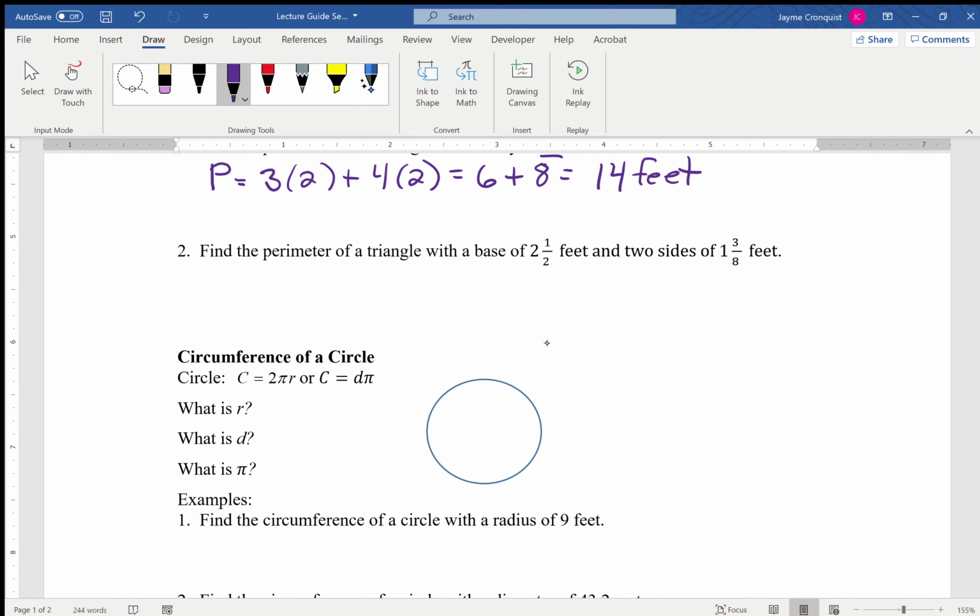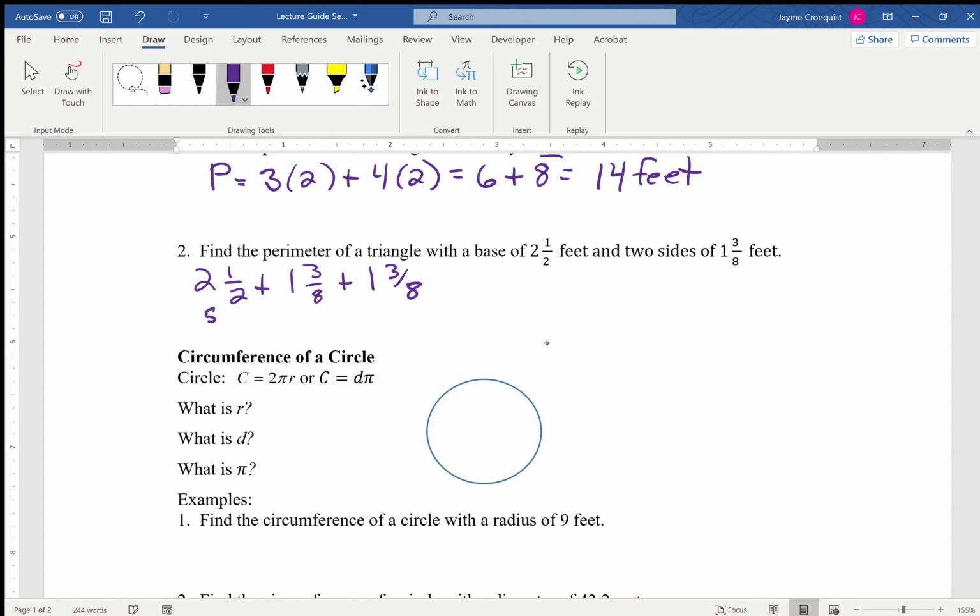Find the perimeter of a triangle with a base of 2.5 feet and 2 sides of 1 3/8. So I can do 2 things. I could write it out this way, right? Or I could do 2 times 1 3/8. All right, we're going to switch these to improper fractions and a common denominator, so it'll all work together.